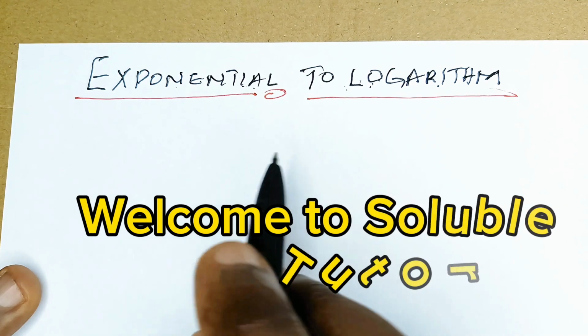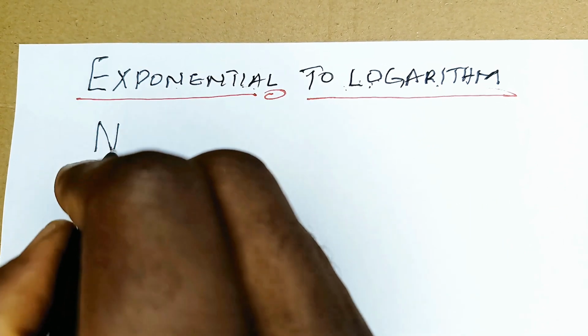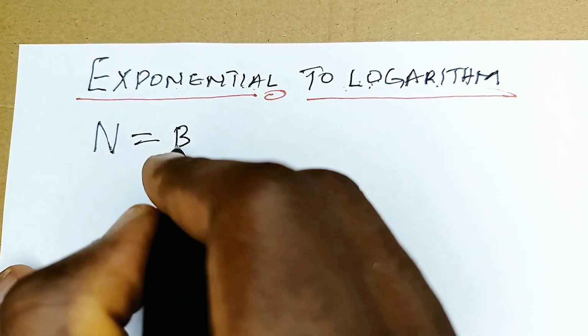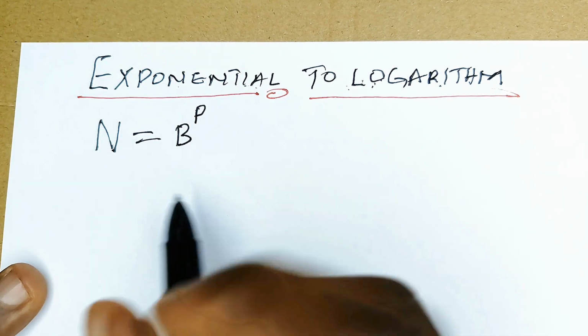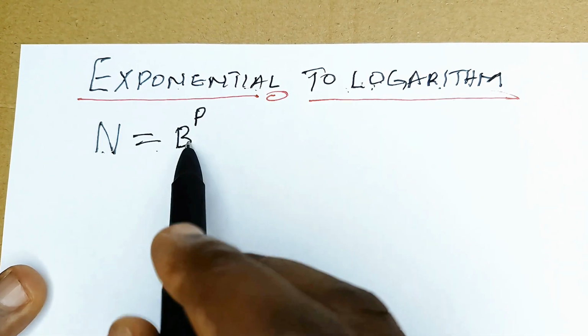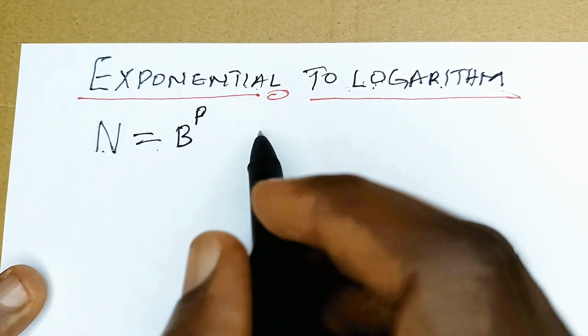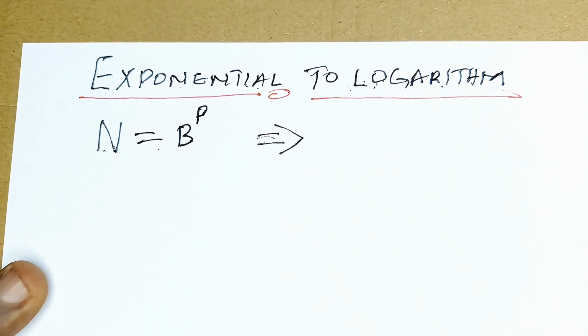How does this work? In exponential form, you always have a number which will be equal to a base and having a power. A number which equals a base raised to a power. If you have to convert this to a log, how does that work in terms of logarithm?